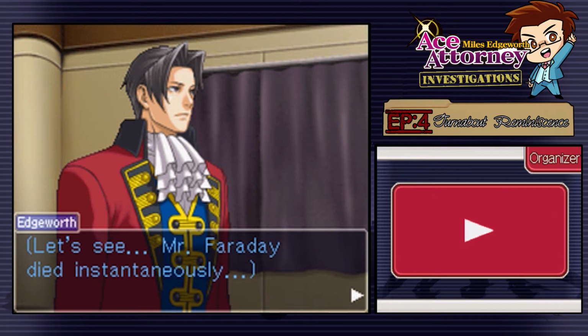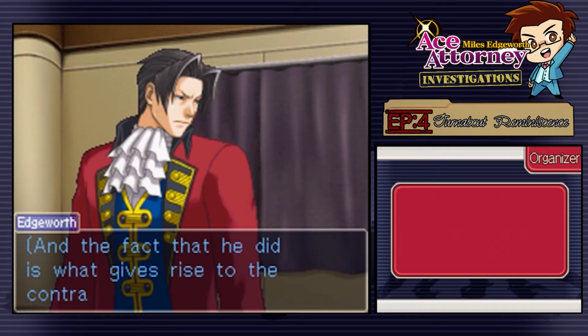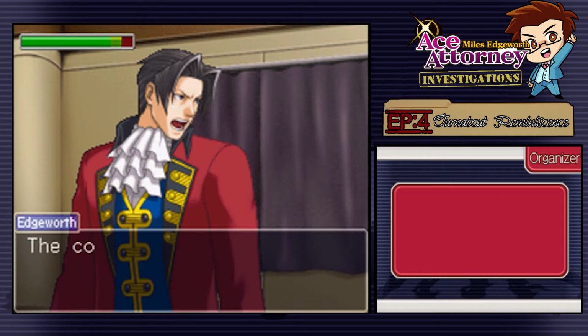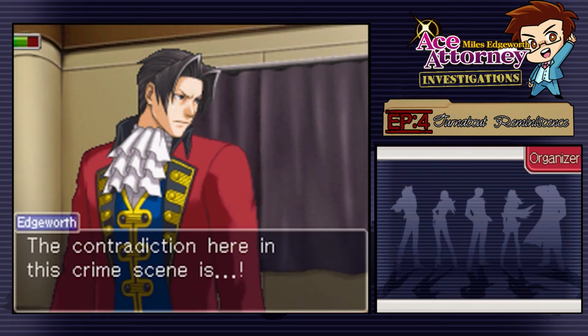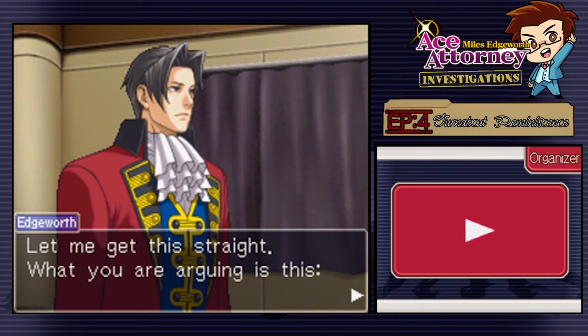Mr. Faraday died instantaneously. And the fact that he did is what gives rise to the contradiction in this scene. The contradiction here in this crime scene is, right, last time I picked the evidence bag's location because that seemed to stand out to me. But that was wrong, so I need to find something else. It's either the order of events or the order the bodies fell. Oh my god, now that I'm taking 5 seconds to think about it, the order the bodies fell makes no sense, because... Wait. Yeah, because Faraday died first. That's what it is. Oh, I can't believe I didn't think that through for a second.